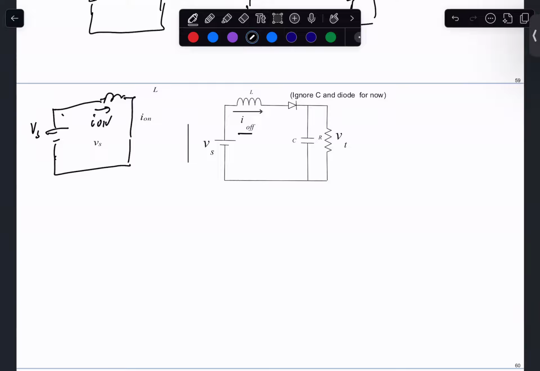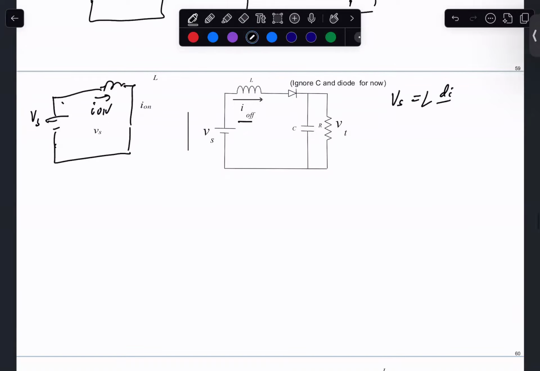Then it's useful to recall the equation Vs is L di/dt plus Vt in this case. So in the circuit as the switch is closed, we have Vs equals L di/dt. Turning this around, I is basically 1 over L times the integral of Vs.